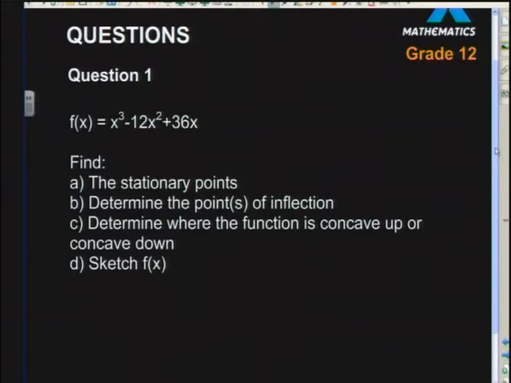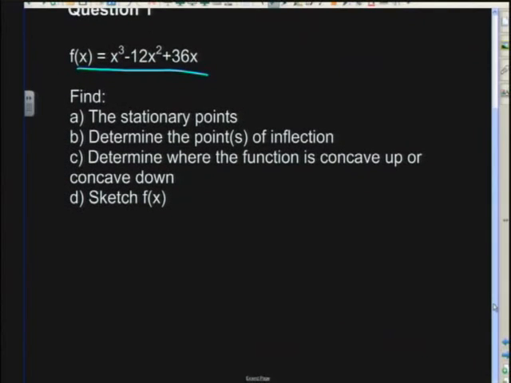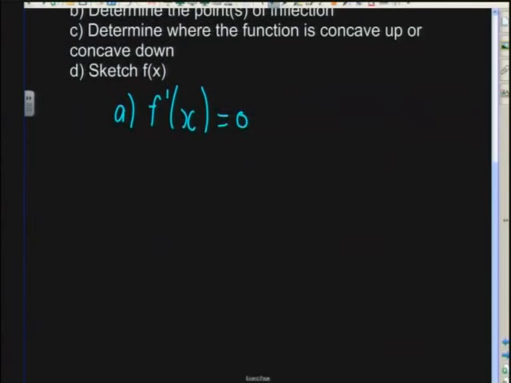All right, so we've got f of x is equal to x cubed minus 12x squared plus 36x. The first part, A, says find the stationary points. Now remember, stationary points are points at which your derivative, your first derivative, is equal to 0. That's how we find stationary points.